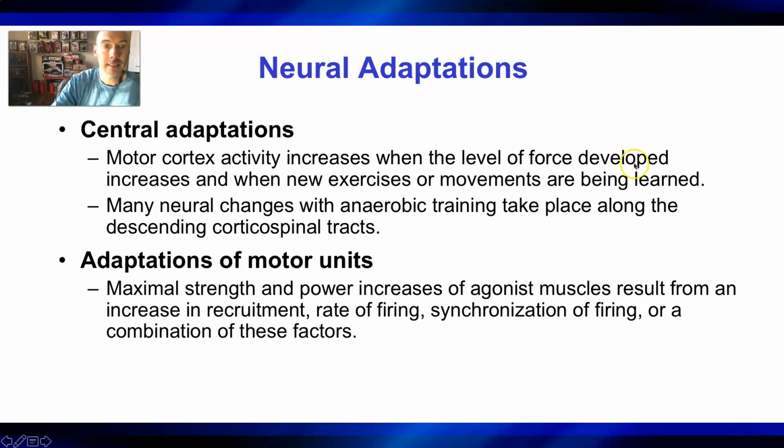We could divide these into central and peripheral adaptations. Remember that whenever we use the word central, we're talking about the central nervous system, the brain and the spinal cord. So we do see some changes in the central adaptations.